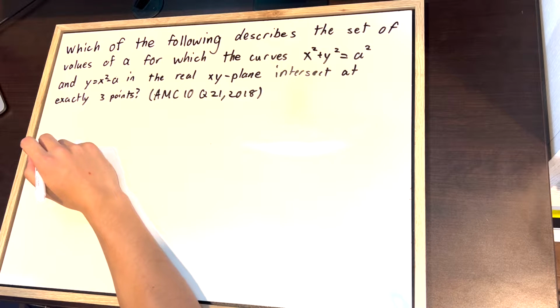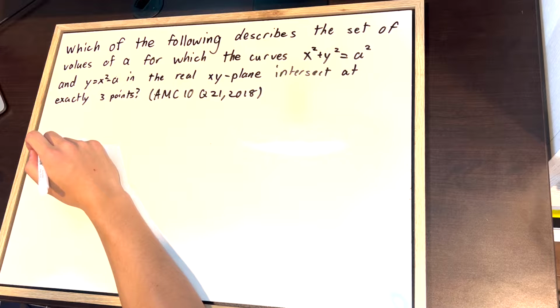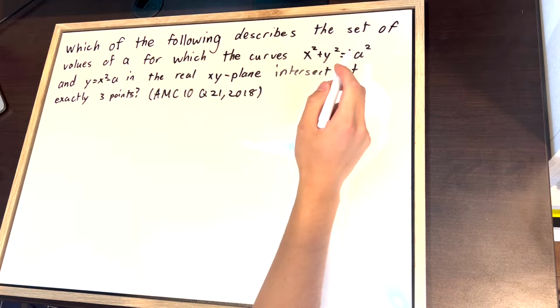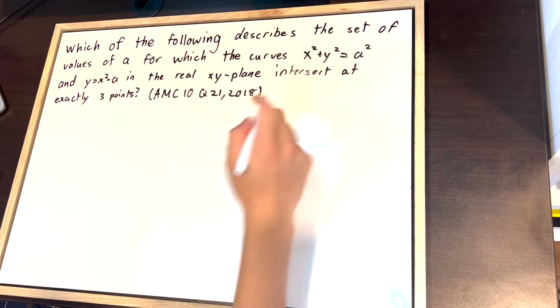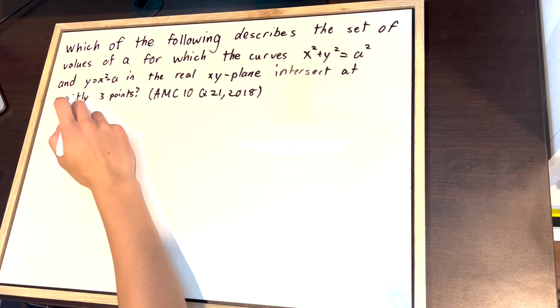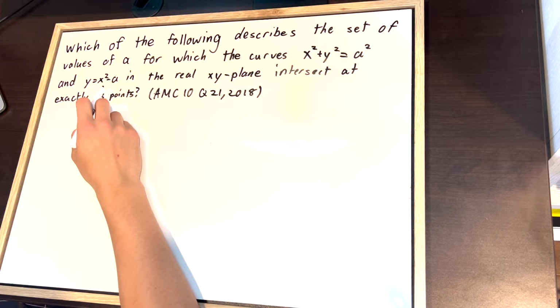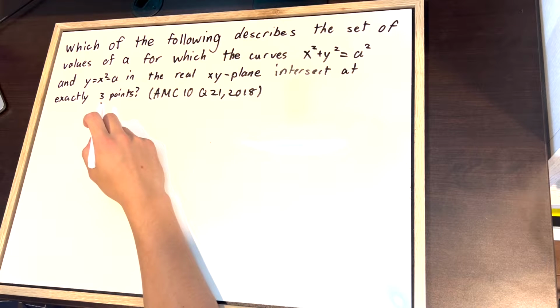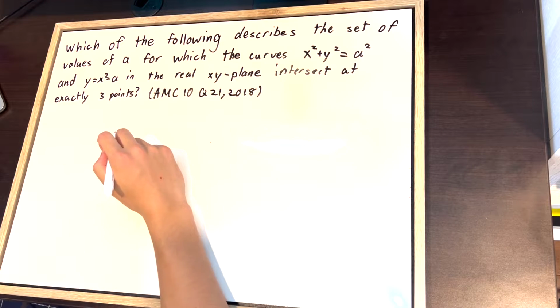The first thing we need to recognize is exactly what these equations represent. If you've taken any algebra course, you would know that x squared plus y squared equals a squared is the equation of a circle of radius a centered at the origin. And y equals x squared minus a is a parabola with the vertex a below the origin.